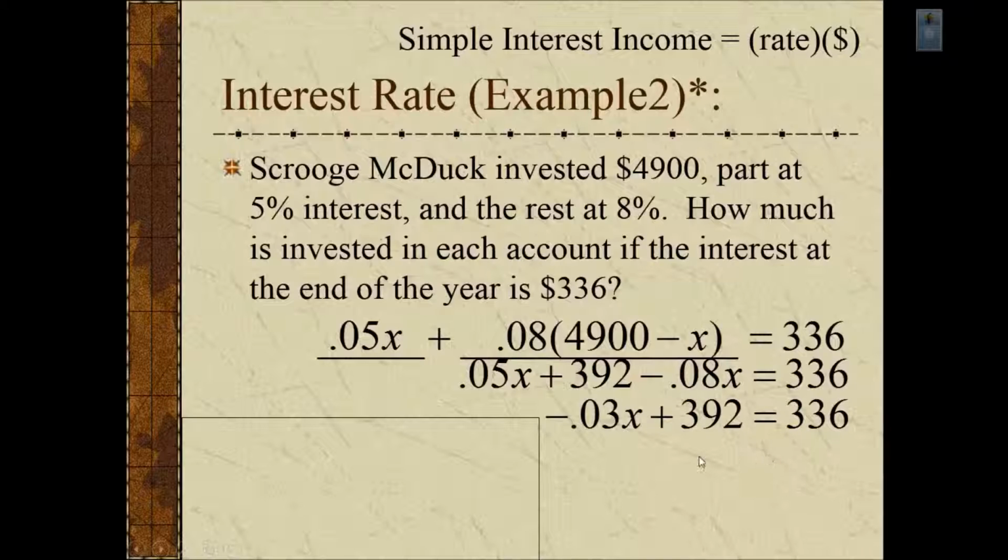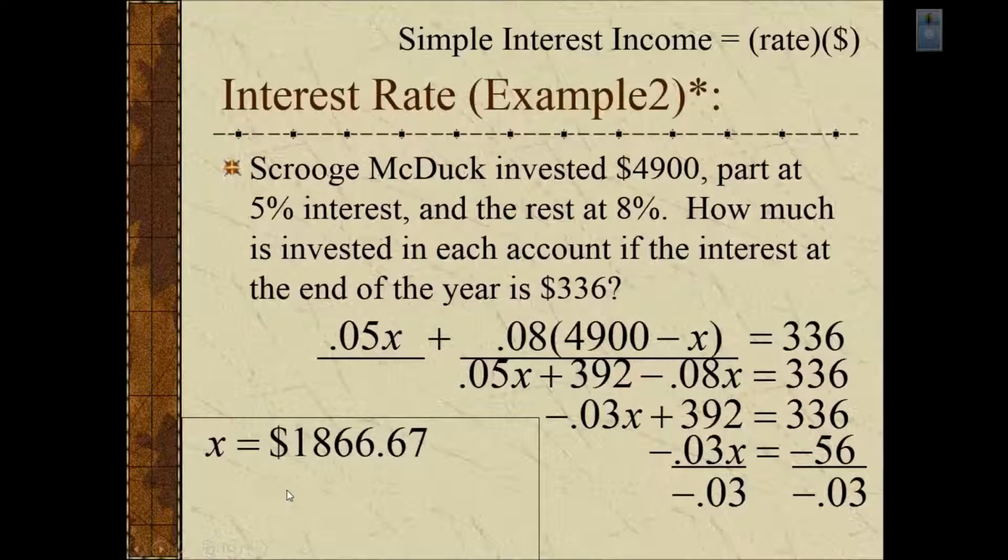I've simplified as much as I can. Let's start solving for x. Let's subtract 392 from both sides. I now have negative 0.03x equals negative 56. Got a calculator. It's not too difficult to divide both sides by negative 0.03. Negative divided by negative gives me positive, and 56 divided by 0.03 is about 1,866.67.